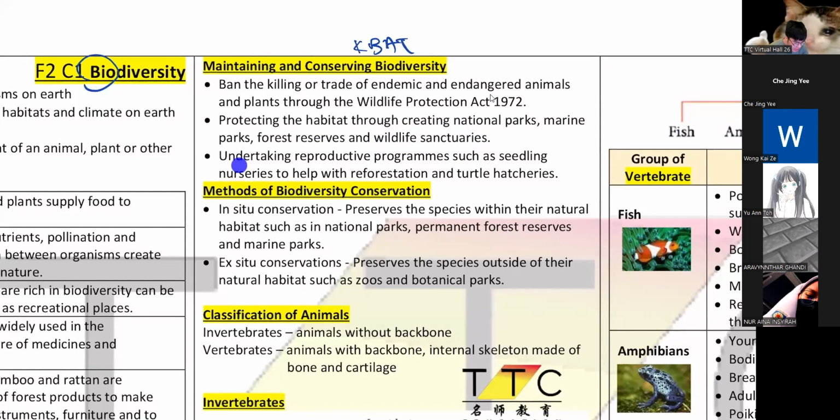Okay, sea turtle. Undertaking reproductive program. Okay, program pembiakan, such as seedling nursery to help with the reforestation and turtle hatchery. So this is to help turtle lah. Okay, to help turtle lah, sea turtle.